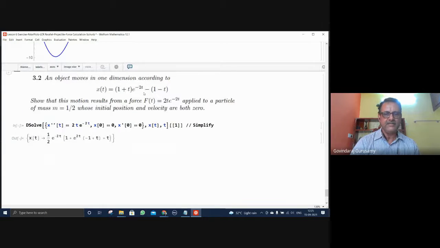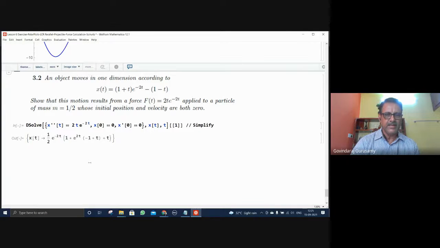Now you try to do this problem also. It is very simple. x of t is given. Now show that from here you can get this one. From f of t, I can get this relation. That is what this problem says.